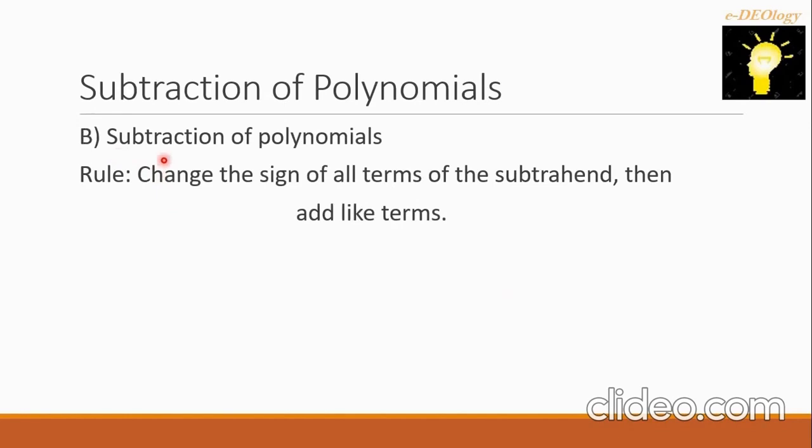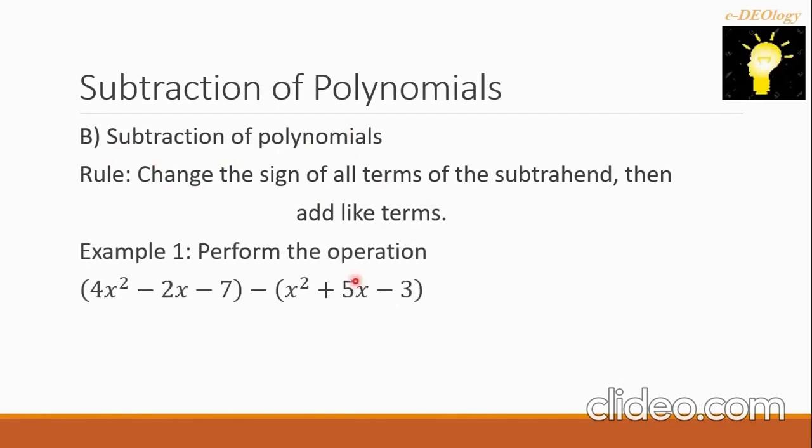Let's go now to subtraction of polynomials. The rule is we change the sign of all terms of the subtrahend, then add like terms. Let's see one example. Perform the operation. We have two polynomials here. 4x squared minus 2x minus 7 is our first polynomial, minus the second polynomial, x squared plus 5x minus 3.